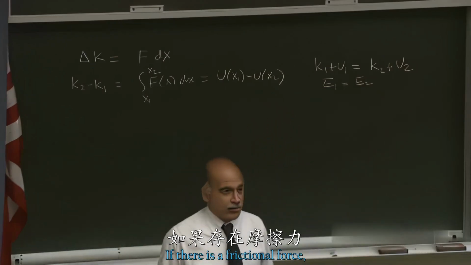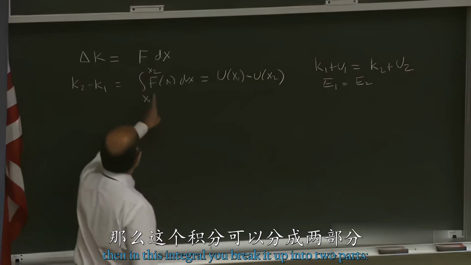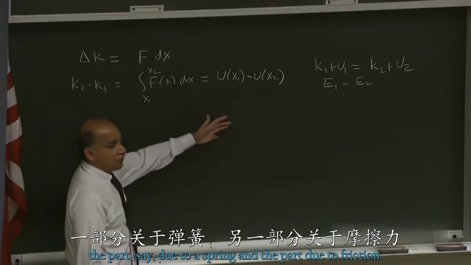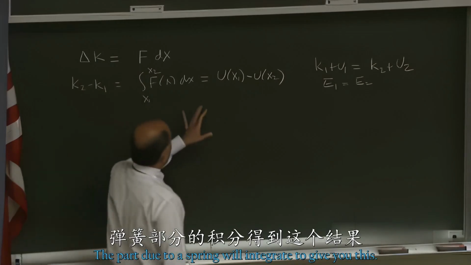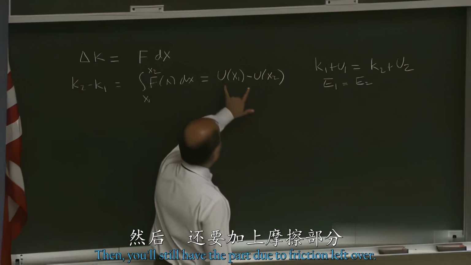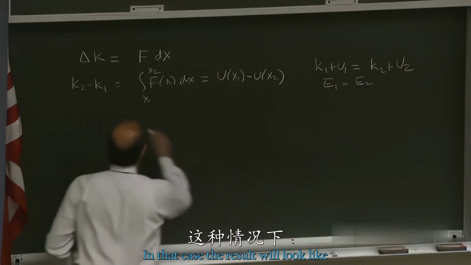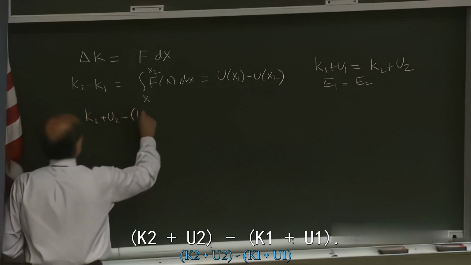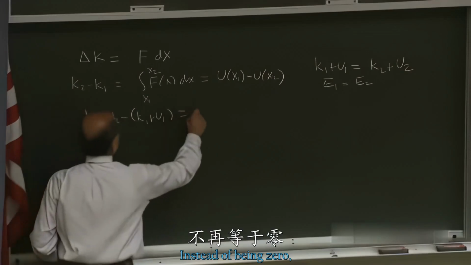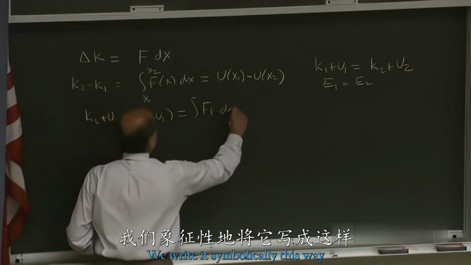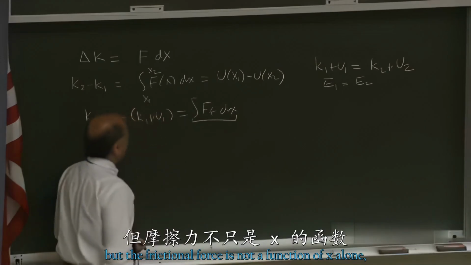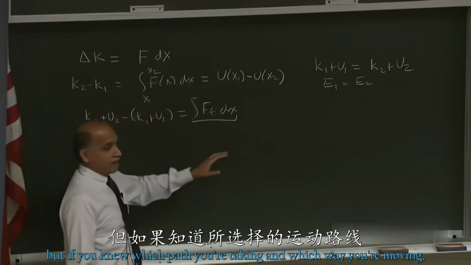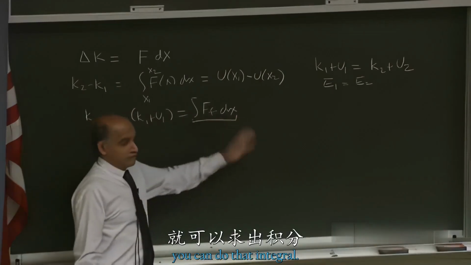If there is a frictional force, then in this integral, you break it up into two parts, say, the part due to a spring, and the part due to friction. The part due to a spring will integrate to give you this, then you will still have the part due to friction left over. In that case, the result will look like K2 plus U2 minus K1 plus U1, which instead of being 0, will be the work done by friction. We write it symbolically this way, but the frictional force is not a function of x alone. But if you knew which path you're taking and which way you're moving, you can do that integral.